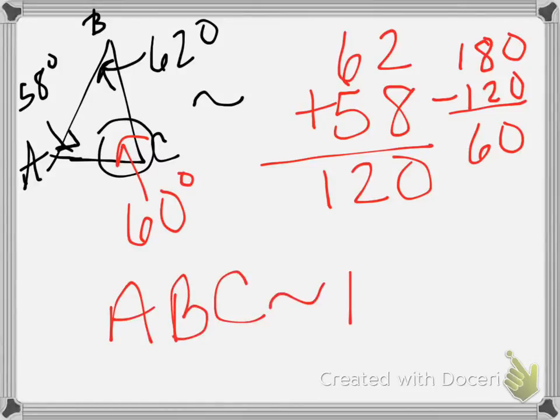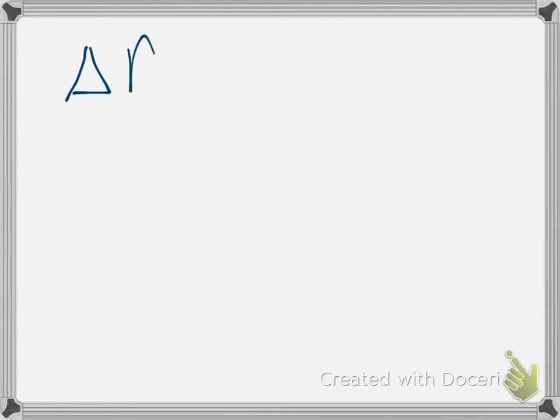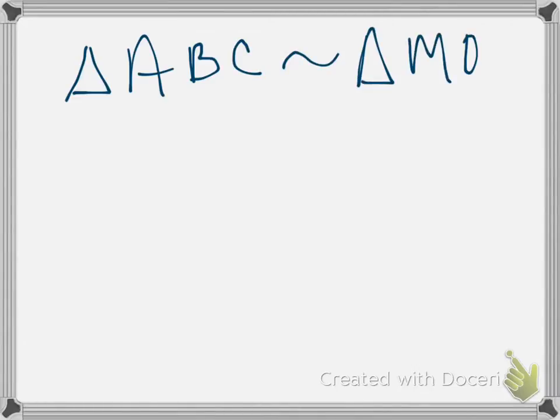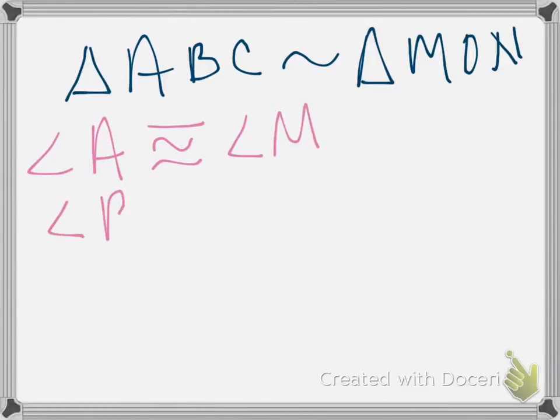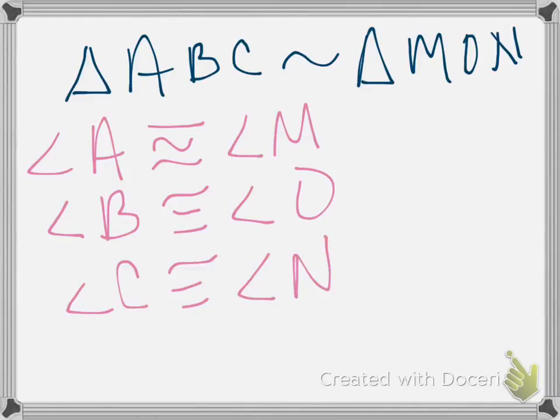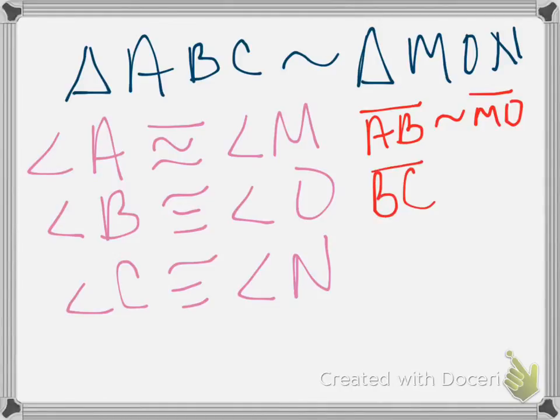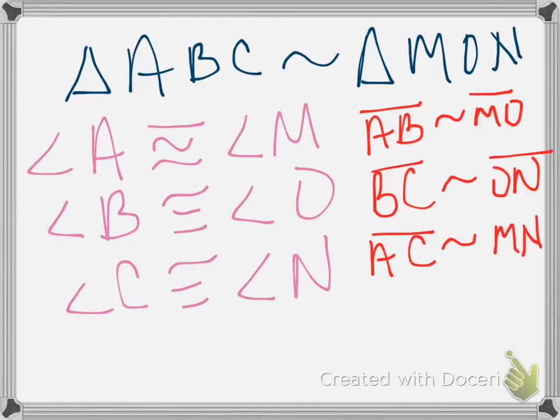So ABC is similar to, 62 is A, and 62 is M, and 58 is B, and 58 is O. So it's MON. So when we look at our triangle, we know that triangle ABC is similar to triangle MON. And we know that angle A is congruent to angle M, angle B is congruent to angle O, and angle C is congruent to angle N. We also know that side AB is proportional to side MO, and that's where our proportionality comes in. We know that side BC is proportional to side ON, and we know that AC is proportional to MN.